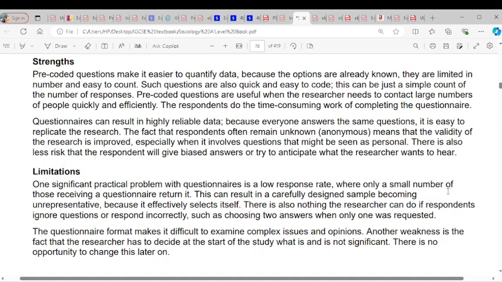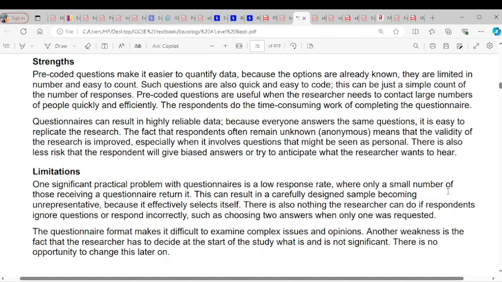So it's highly reliable. The fact that respondents often remain anonymous means that the validity of the research is improved, especially when it involves questions that might be seen as personal. It's a questionnaire, which means you can remain anonymous. So nobody knows your identity. As a result of that, you might be giving a valid response. And that means it's highly valid. You're not going to be subjective because nobody knows whatever you say.